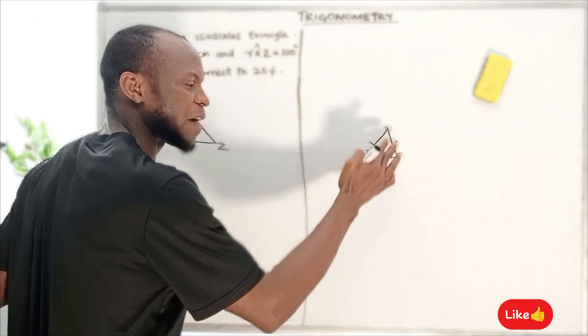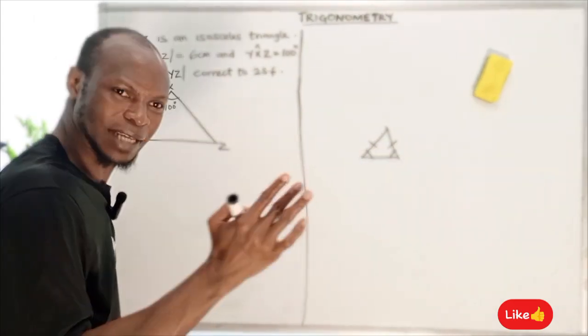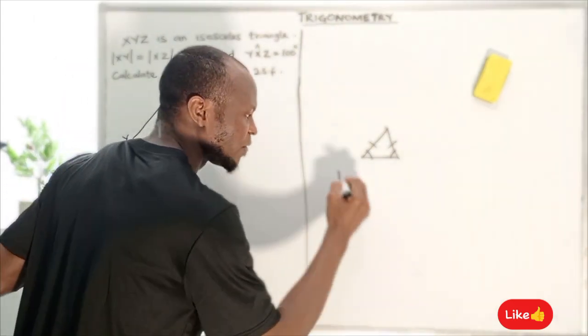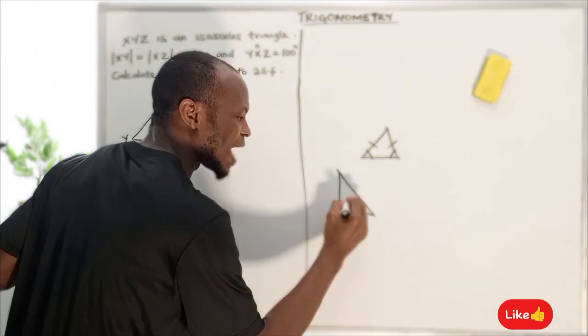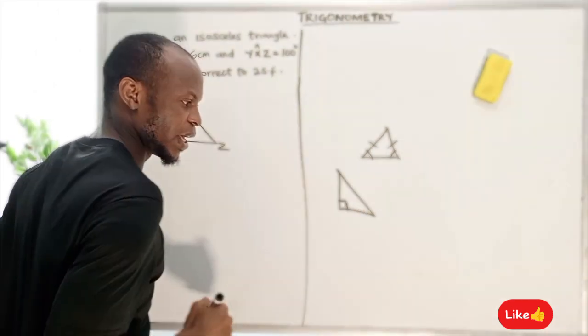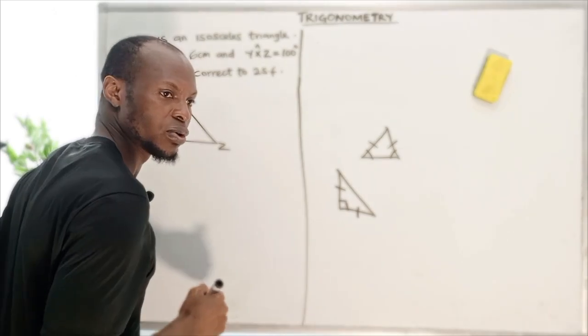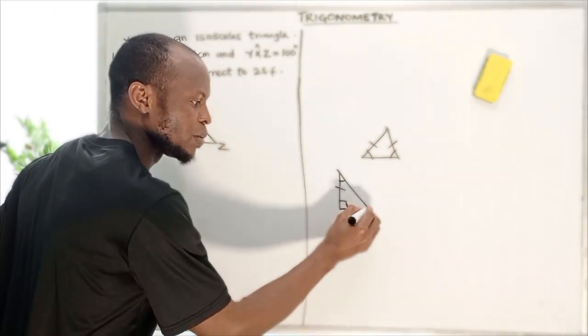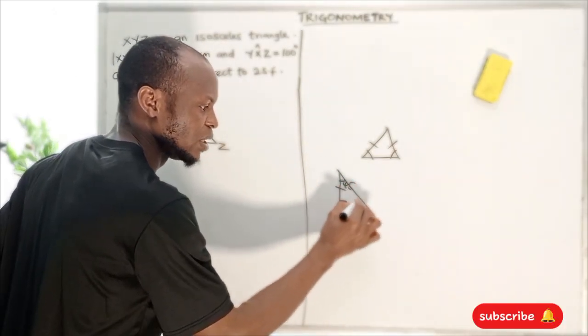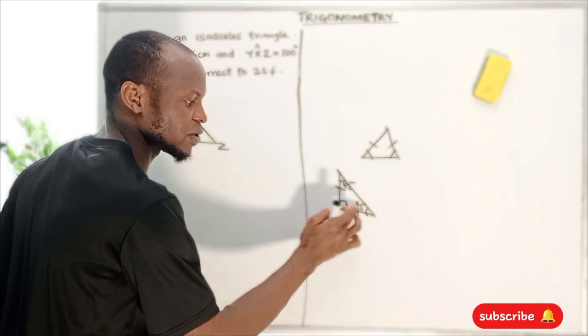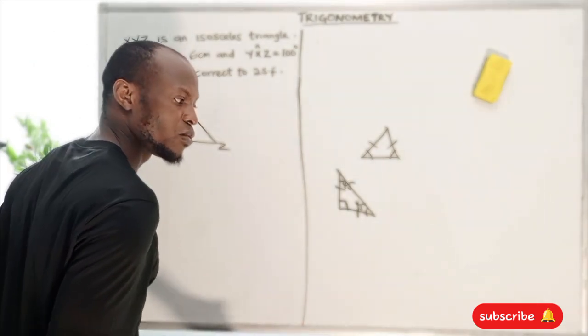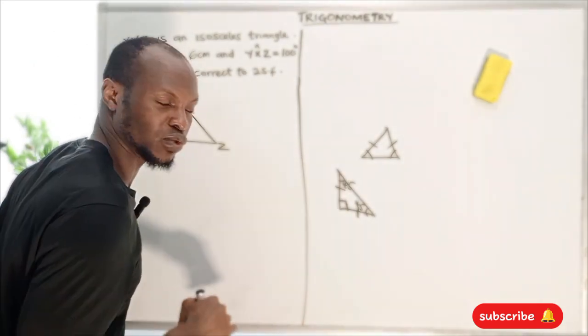Remember that we can have an isosceles triangle that is right angled. Okay, we can have a right angled isosceles triangle. Okay, this is a right angle whereby these two sides are equal, and these angles will be equal. So this place will be 45 degrees. This will be 45 degrees. So 45 plus 45 equals 90 degrees, plus 90 equals 180 degrees.